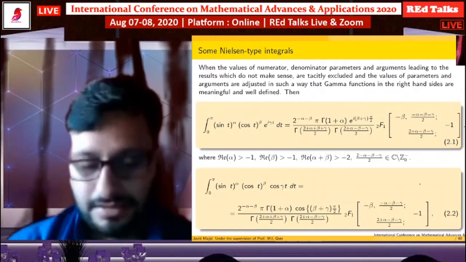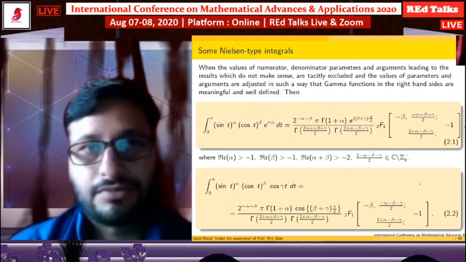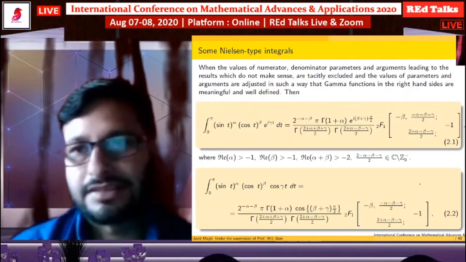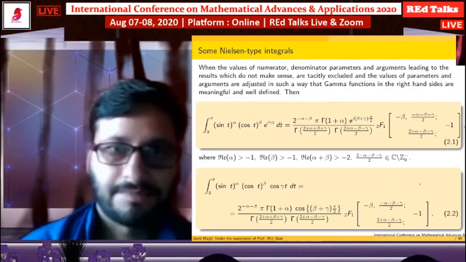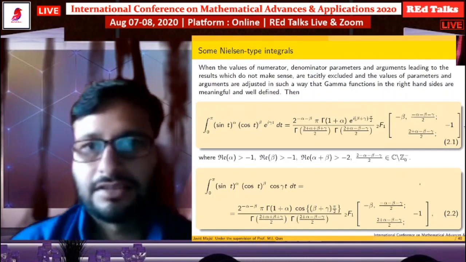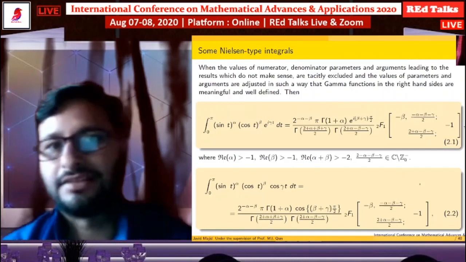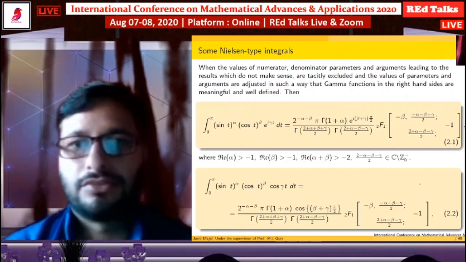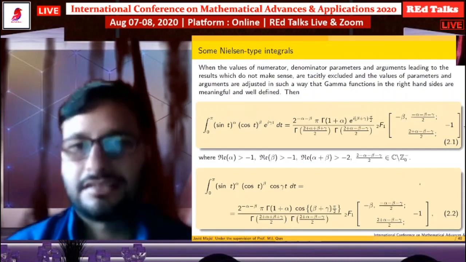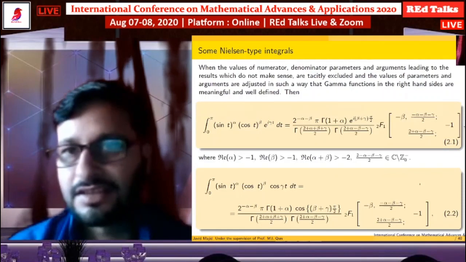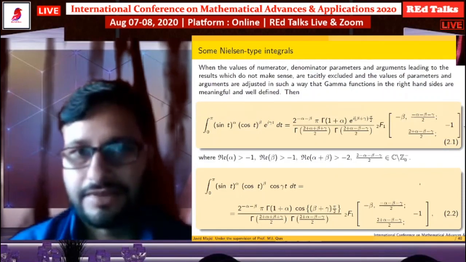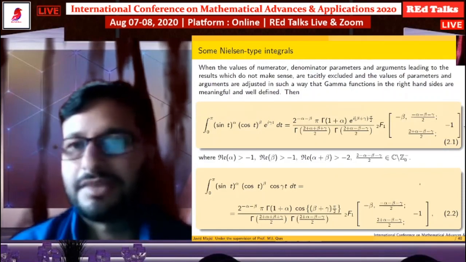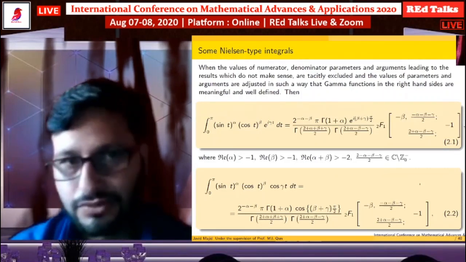And in this present paper, we have defined some Nielsen type integrals as a generalization of the Nielsen integrals, where we have taken the numerator parameters and the denominator parameters adjusted in such a way that the gamma functions on the right hand sides are meaningful and well defined, and the results which do not make sense are tacitly excluded.